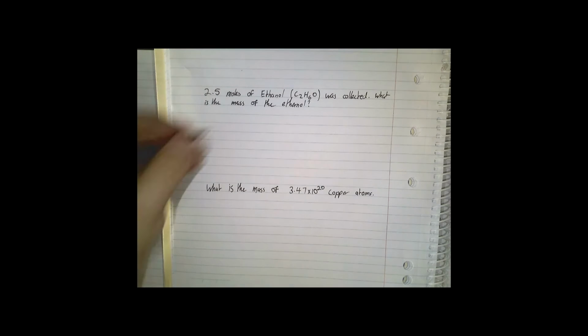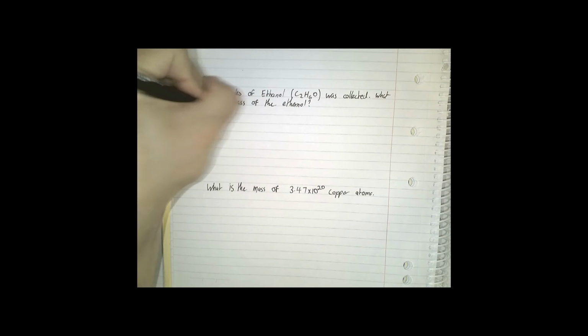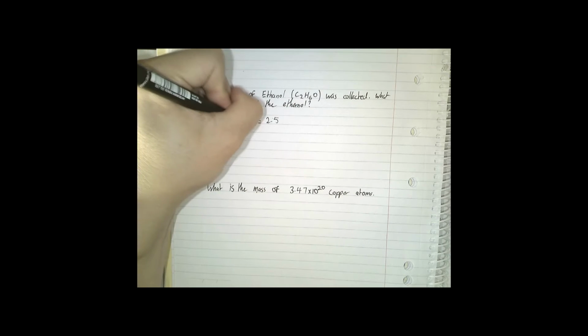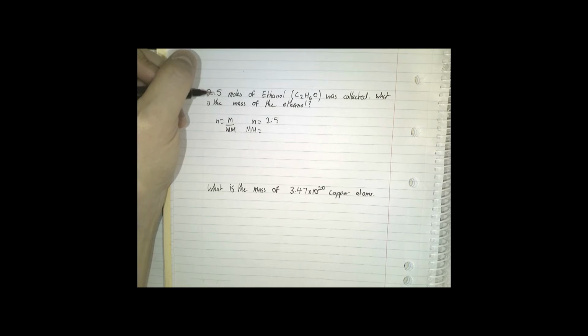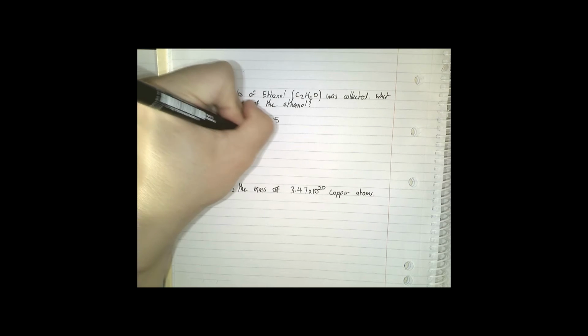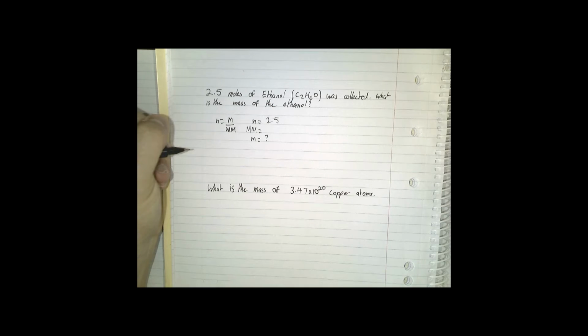So what we need to be doing is using n equals m over MM. Now, we know the number of moles, that's n, and it's 2.5. Now, molar mass can always be calculated, and I'll show you how to do that in a moment. It's not something that's particularly unknown, but what we're trying to find is the mass of the substance.